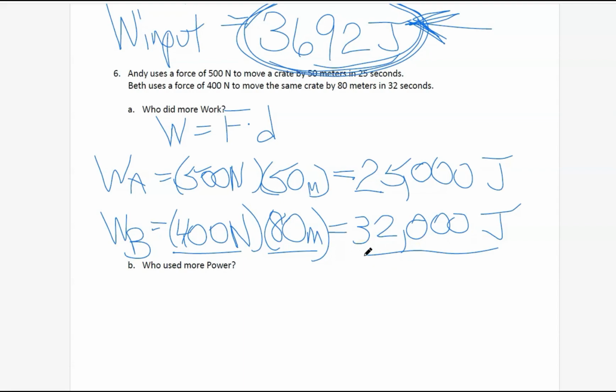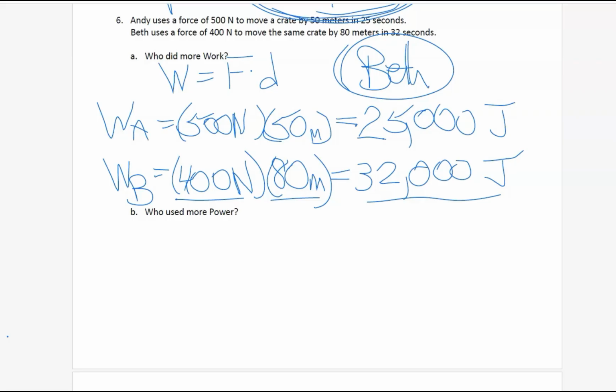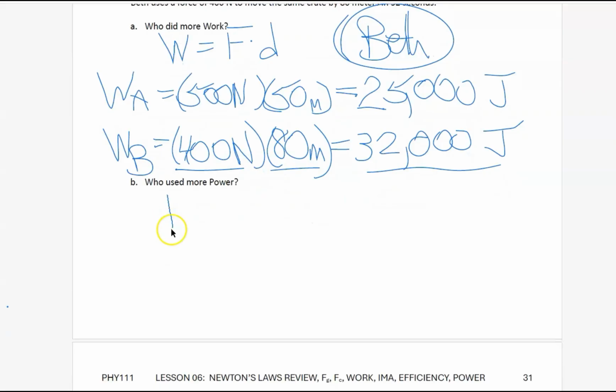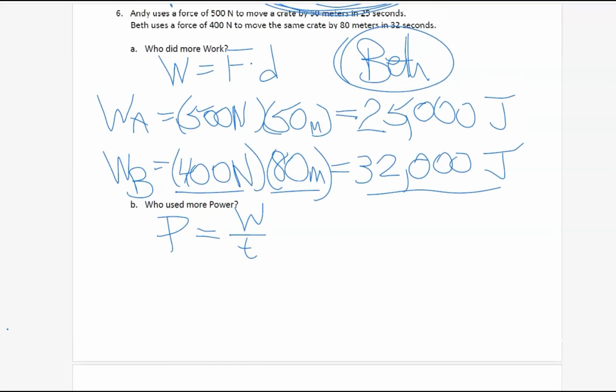So who did more work? The answer is Beth did more work. Part B asks, who used more power? A more humorous way to ask that is, who is more powerful, Andy or Beth? Well, to get power, remember our power formula is work divided by time. Well, they each have their own amount of work, and they each used a different amount of time. So now we plug it in, the power for Andy and the power for Beth.